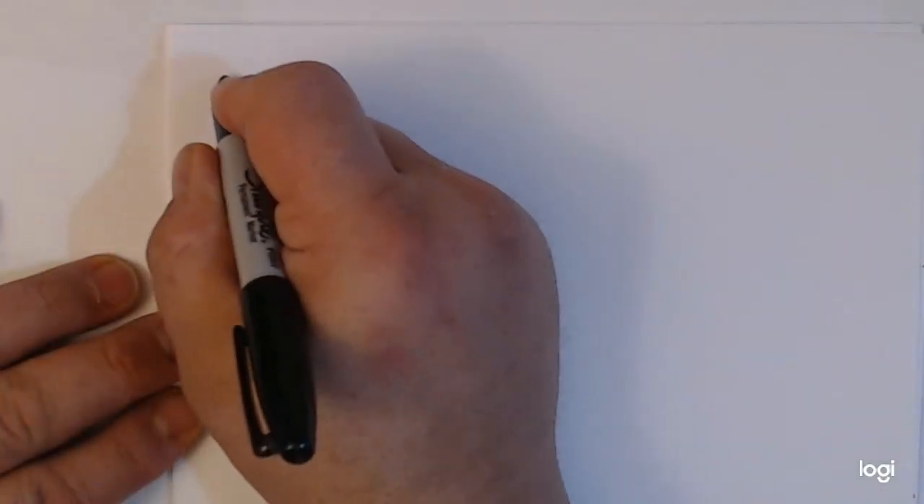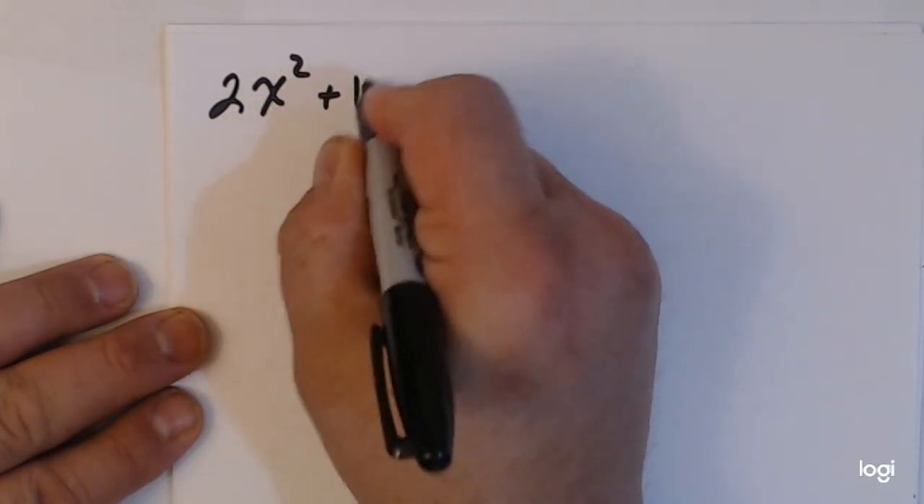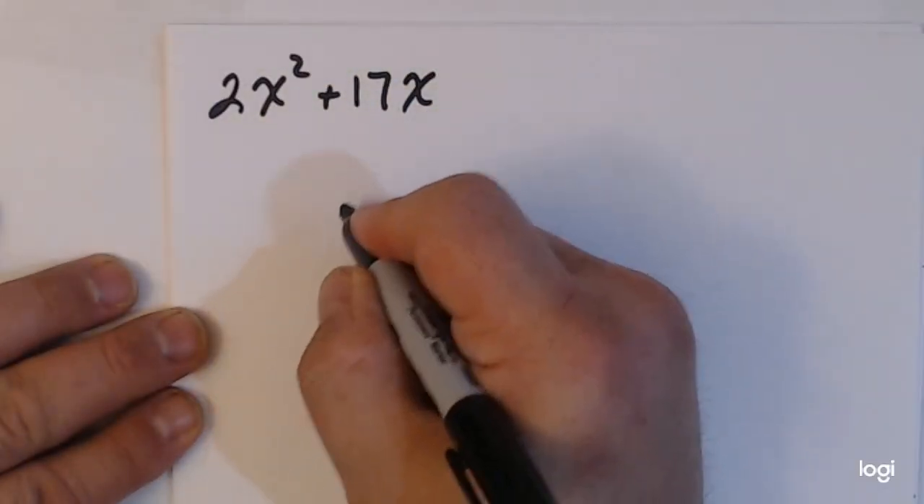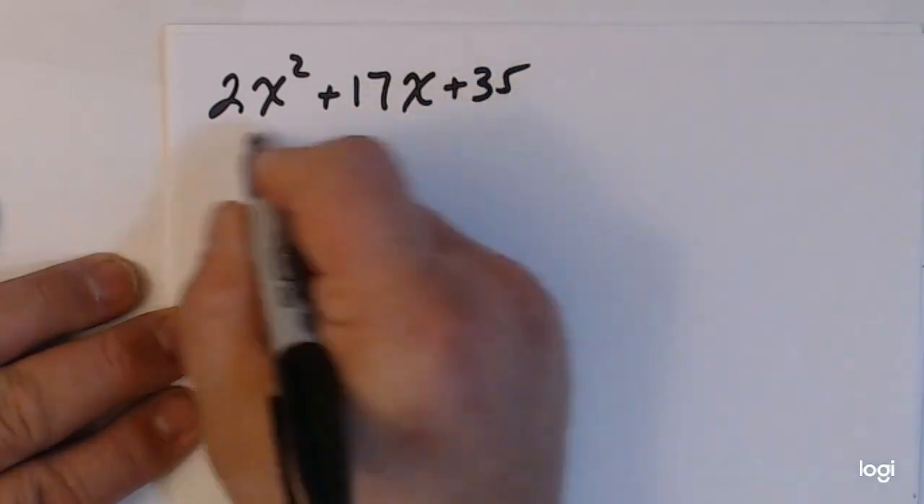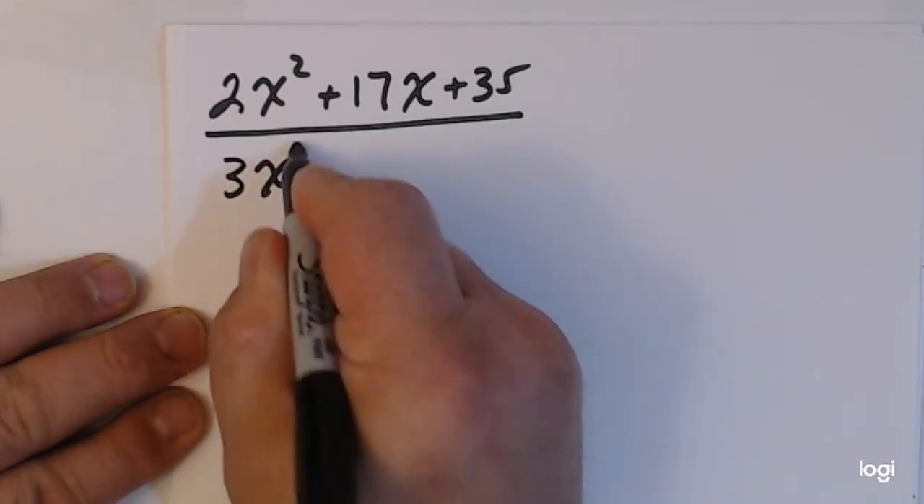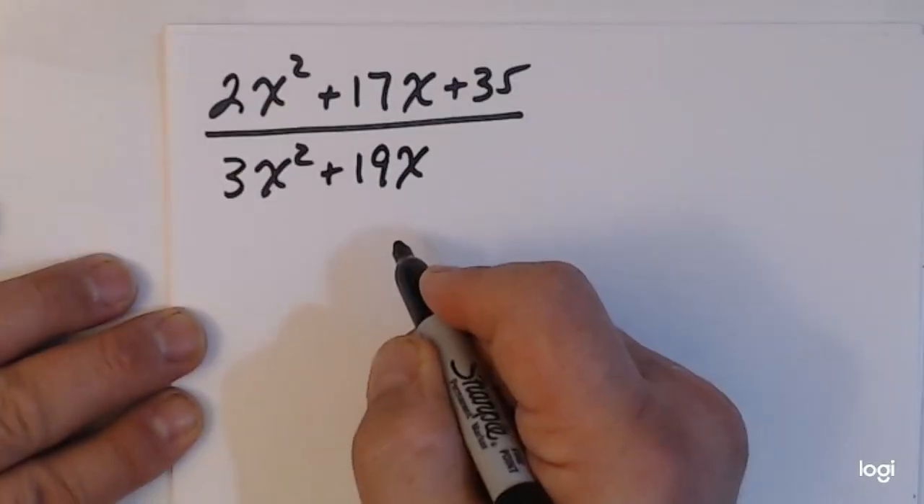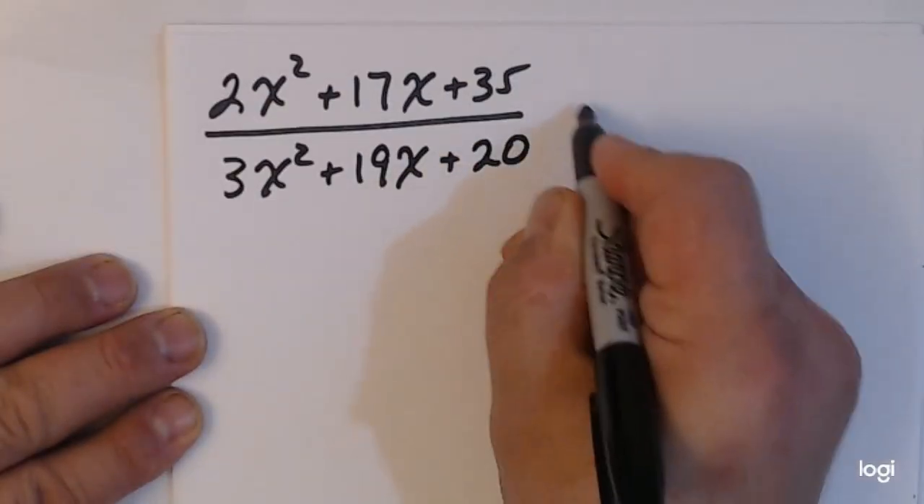Okay. Let's see what we've got up next. Well, it may look difficult, but I don't think that it really is. 2x squared plus 17x plus 35 over 3x squared plus 19x plus 20.